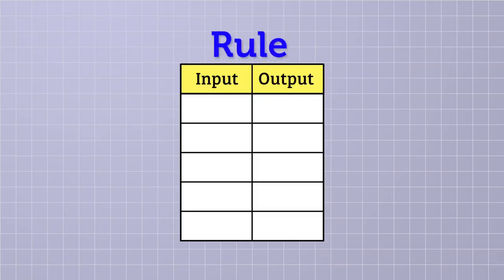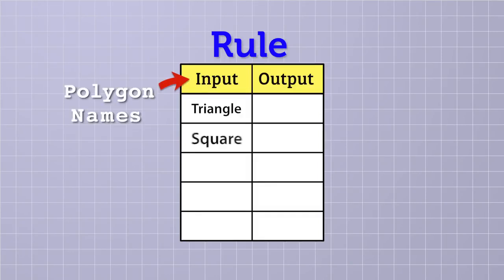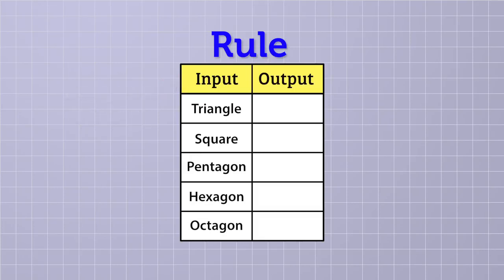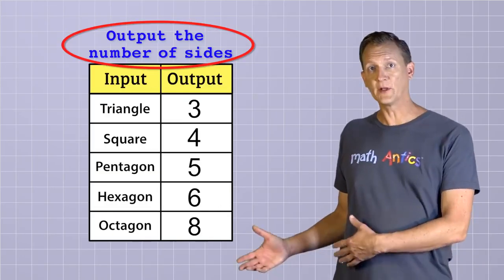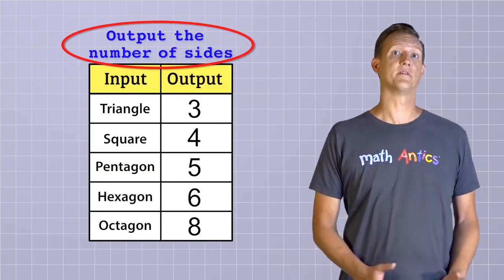For example, let's say that the input set of a function is a list of common polygon names like triangle, square, pentagon, hexagon, and octagon. The function itself could be a simple rule that says, output the number of sides. That means if we input triangle into the function, the output will be 3. And if we input square, the output will be 4. If we input pentagon, the output will be 5, and so on. So this function simply relates the name of a polygon to its number of sides.